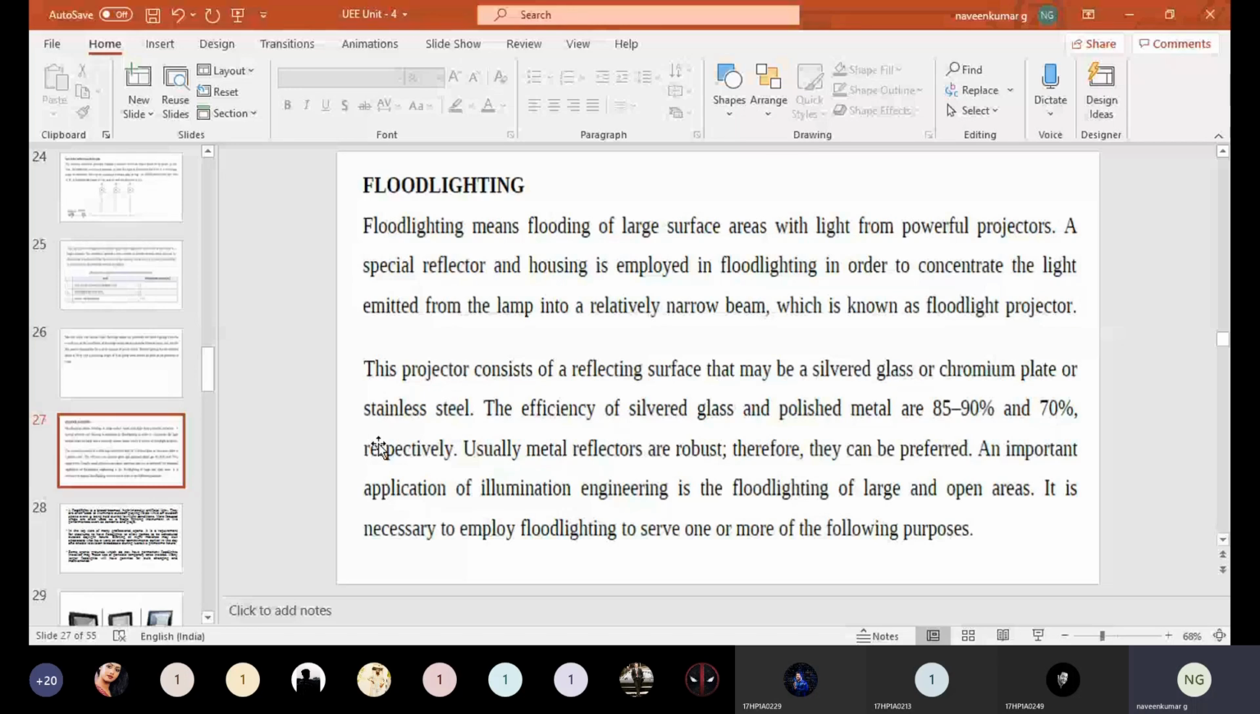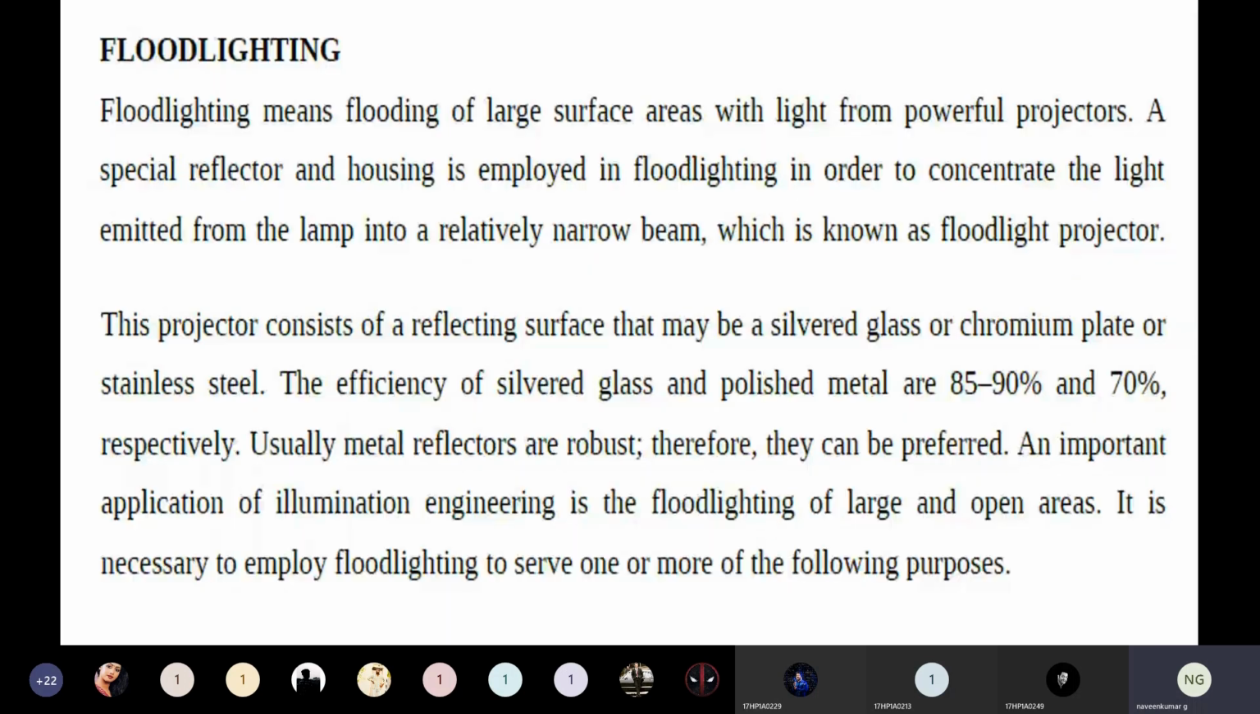Floodlighting is one kind of lighting scheme that is prominently used for large surface areas, like sports arenas, indoor and outdoor stadiums, etc. So first let us understand what floodlighting is. Then we are going to talk about the mathematics of arranging the floodlights. Floodlighting means flooding of a surface area with light from powerful projectors.